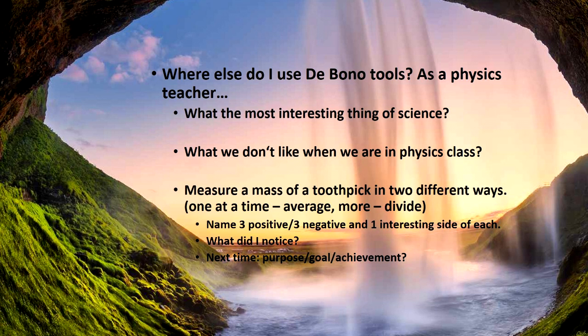For example, we measure the mass of a toothpick in 2 different ways. First way is we measure the mass of one toothpick one at a time. Then we calculate the average. And the second way is we measure more than one toothpick at a time and then we divide it by the number of toothpicks. After we finished, we discussed the different ways of measurement. They had to name 3 positive, 3 negative, and 1 interesting side of each measurement.